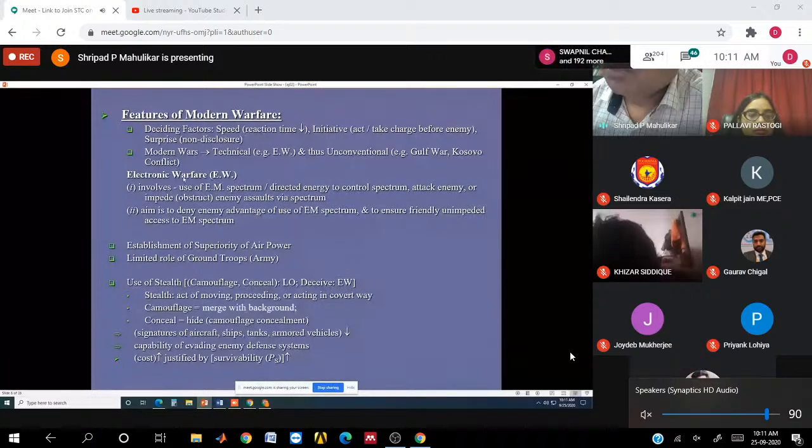And the aim of electronic warfare is to deny the opposite side the advantage of use of the electromagnetic spectrum and to ensure friendly, unimpeded access to the electromagnetic spectrum. This is the aim. And use of the electromagnetic spectrum is now an integral part of modern warfare.